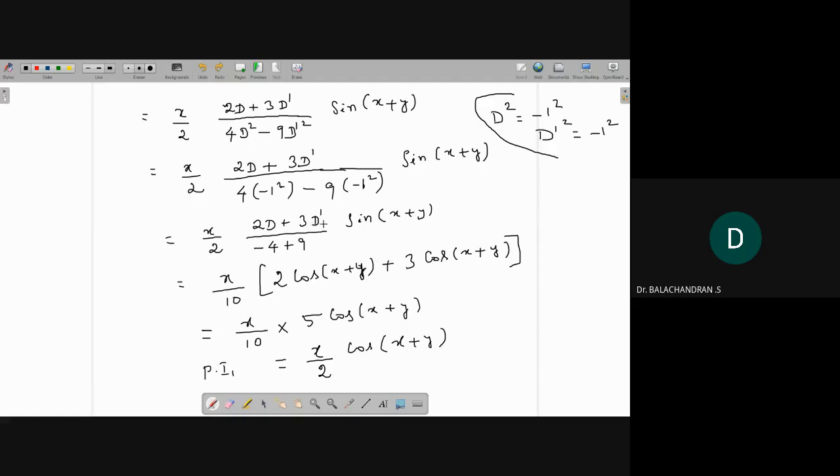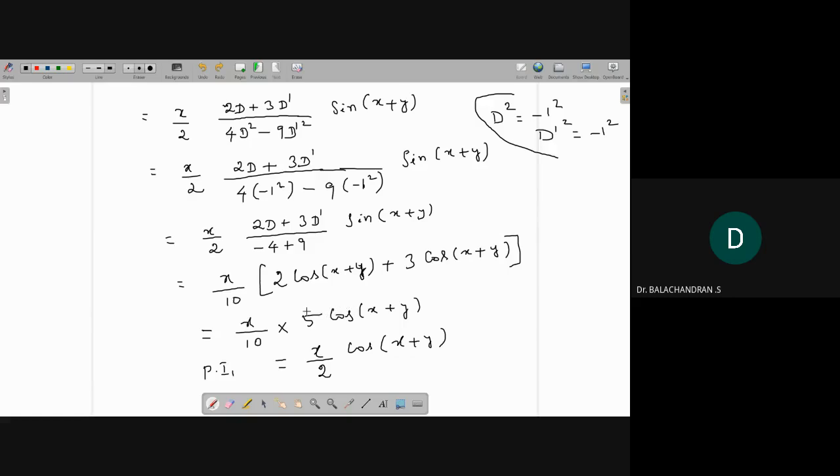Similarly, plus 3 into d dash of sine of x plus y. So you should differentiate partially with respect to y, and you keep x as constant. So 3 into cos of x plus y into, if you differentiate y, you'll get 1. So x by 10. So this is 2 times cos of x plus y. This is 3 times. So 5 times cos of x plus y. So if you cancel 5 and 5, you'll get x by 2 into cos of x plus y.